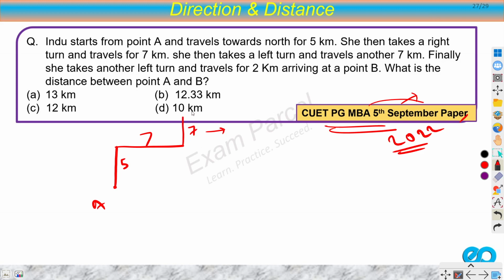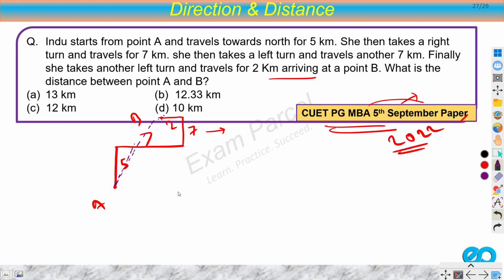Finally, she takes another left turn and travels for 2 kilometers and gets to point B. Now from here, she will take left. So left would be this direction, right? So 2 kilometers. And this is point B. What is the distance between point A and B? So this is A and this is B. What is the distance? So obviously we will have to find the shortest distance.